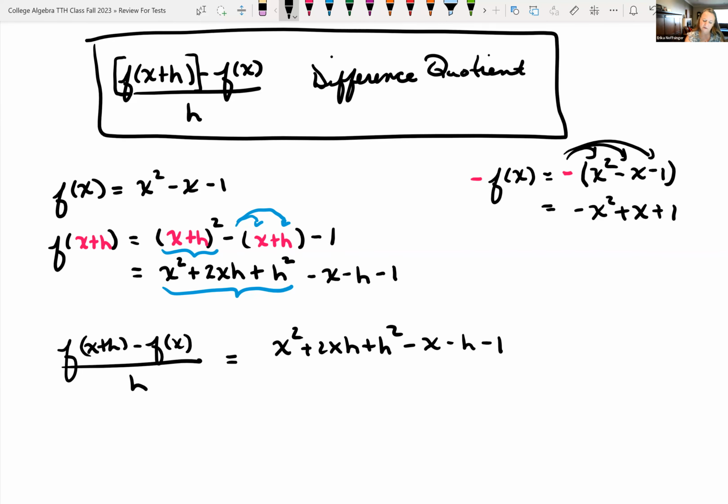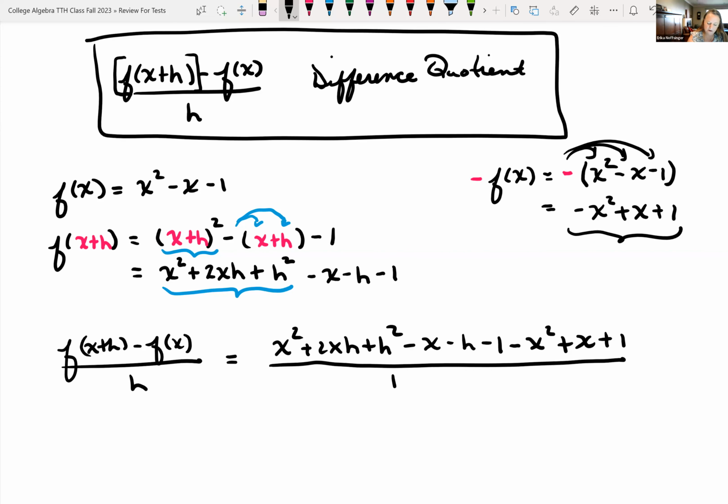Minus f of x, well, we just found minus f of x was minus x squared plus x plus 1. And we're putting this whole thing over h. So things should start canceling out. We have a positive x squared minus an x squared, those cancel. I have a negative x plus an x, those cancel. I have a negative 1 plus a 1, that cancels. So notice that all of our terms that are left in our numerator all have an h in common.